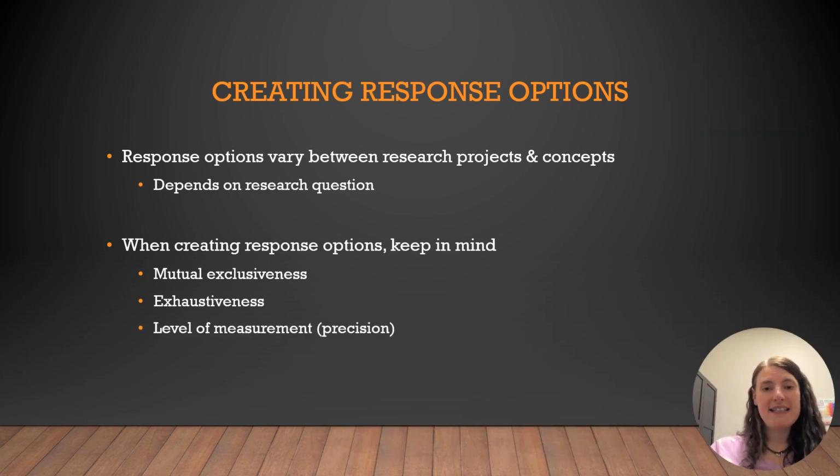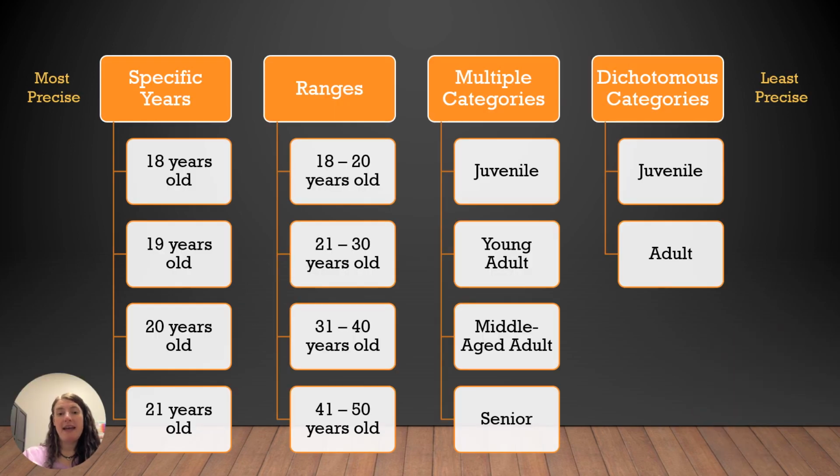And finally, the last thing to consider is the level of measurement that is appropriate for your response options. By level of measurement, I am referring to the level of precision that your options will take. Here's what I mean by that. The level of precision in your data changes based on how specific the response options are that you give to your participants. Shown here is a breakdown of some different ways to measure the variable age.